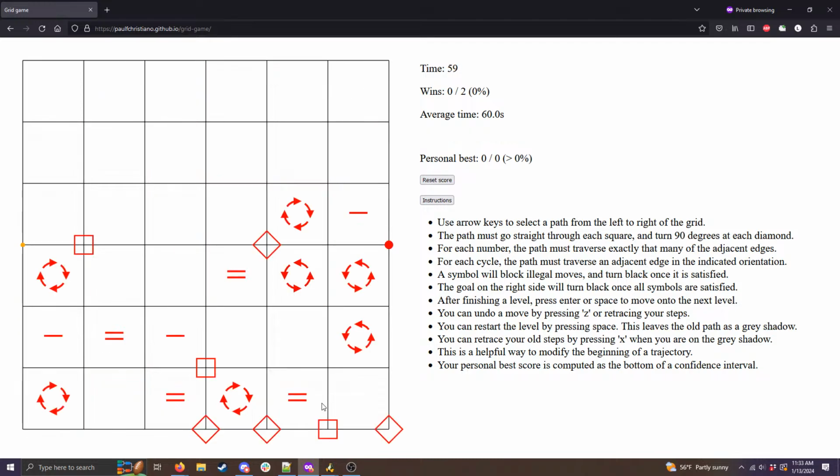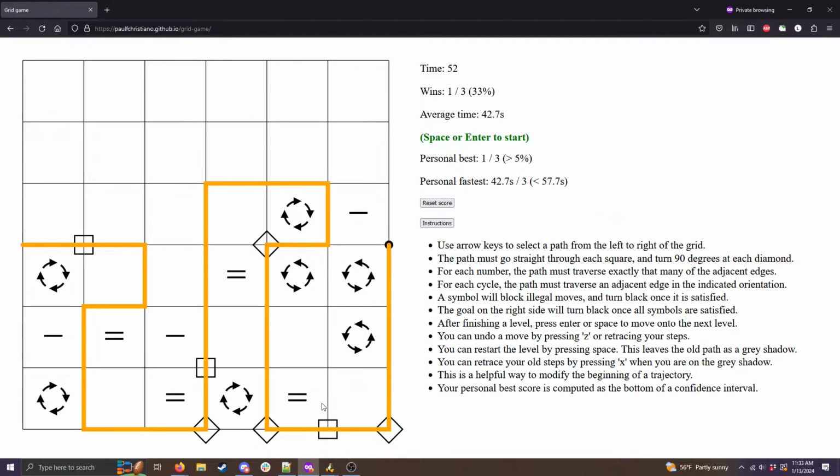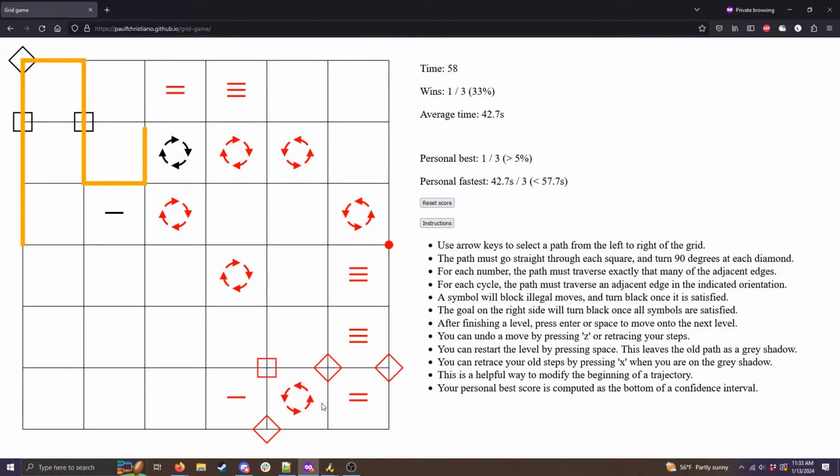Okay, and so this is what it looks like when, oh, hold on, I'm going a little bit more all out. Okay, back to this.